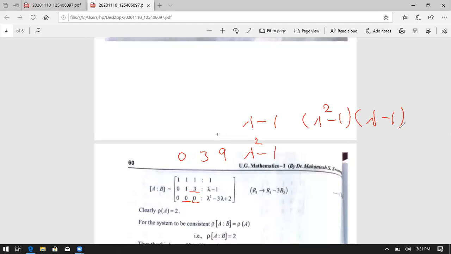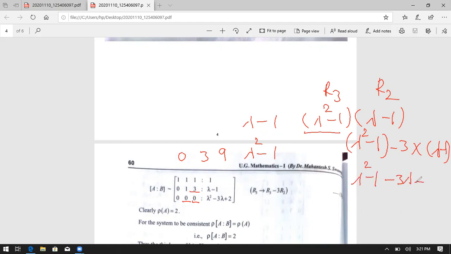Okay. Here R3 is lambda square minus 1. Then R3 lambda square minus 1, R3 minus 3 into R2. What is the R2 value? This is the R3, this is R2, that is lambda minus 1. Multiplying 3 to this one, that is lambda square minus 1 minus 3 lambda. Then minus into minus plus, that is 3 into 1, that is 3.